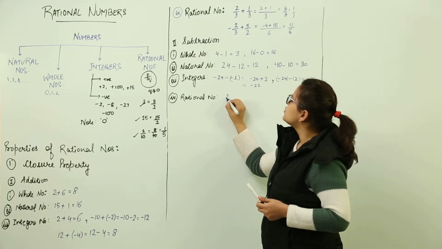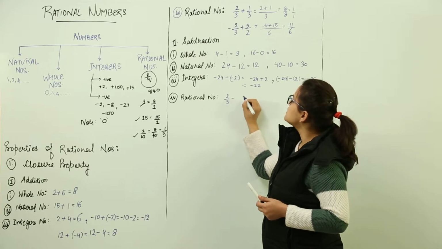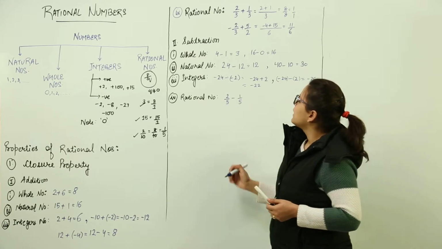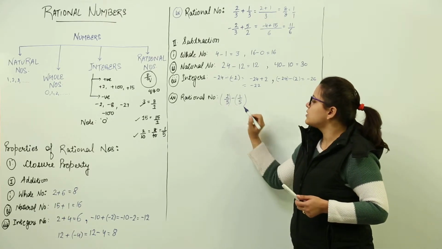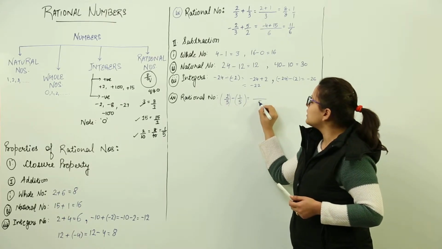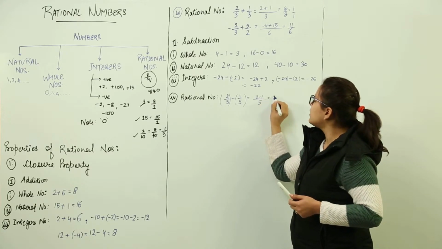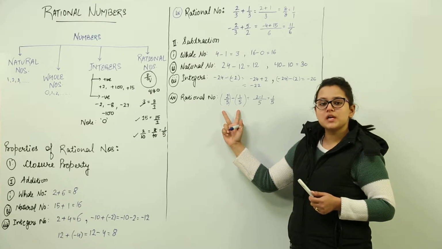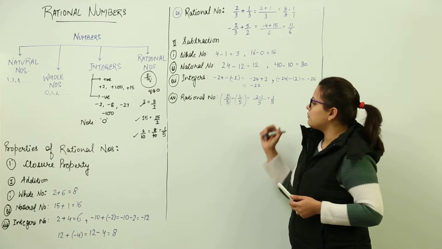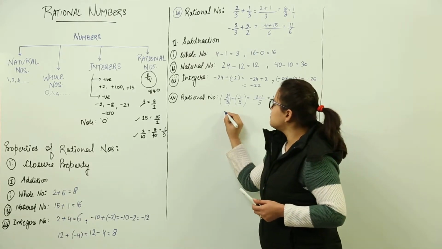Say we take 2 over 5 minus 1 over 5. Now both the rational numbers here are positive. So what is the result we are going to get here? It is 1 over 5. Again, when two rational numbers are subtracted, they give us one rational number. Let us take another example.